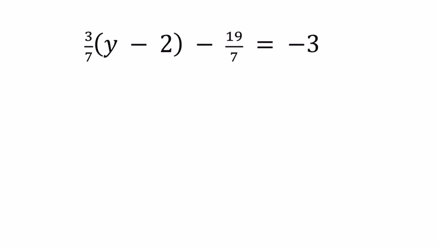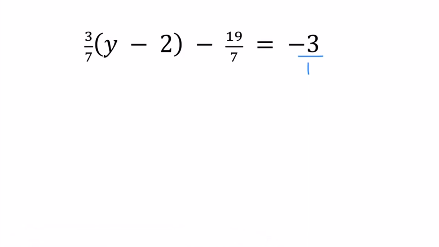3/7 times (y - 2) minus 19/7 is equal to -3. So again, we have fractions here. So let's clear out all the fractions. To do that, get everything into fraction form, which is this -3 here over 1.